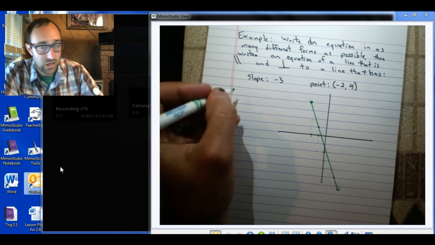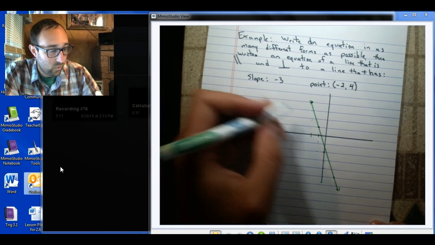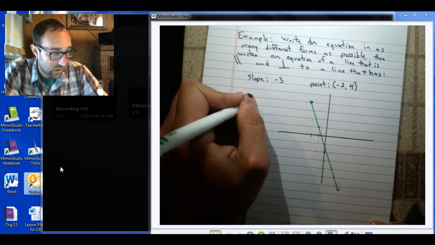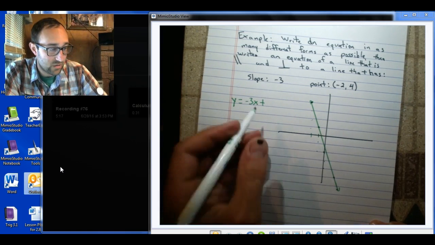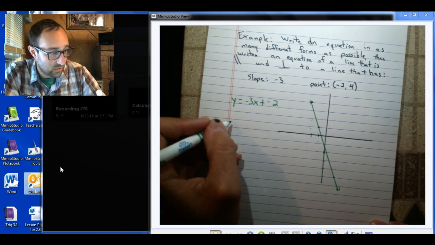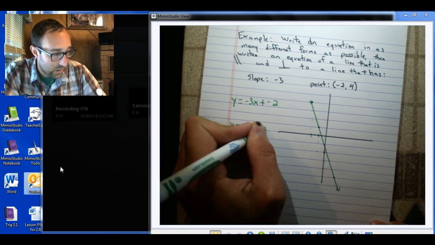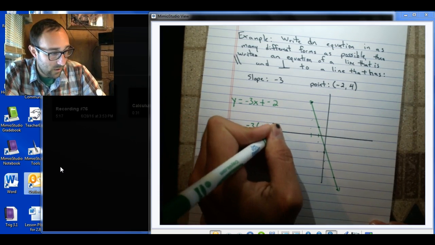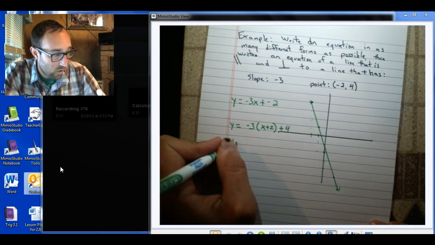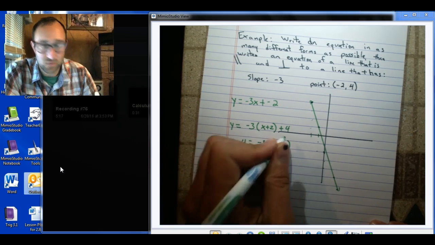So we need it in many different forms. Remember the forms we had before? Let's do slope-intercept. Well, where is my intercept at? My slope is -3, so we're going to say y equals -3x plus, and my y-intercept is -2. So there's one form. Next would be point slope form. Y equals -3 parentheses x plus 2, and then plus 4. Or we could also write it as y minus 4 equals -3 parentheses x plus 2. All we're doing is switching everything around.